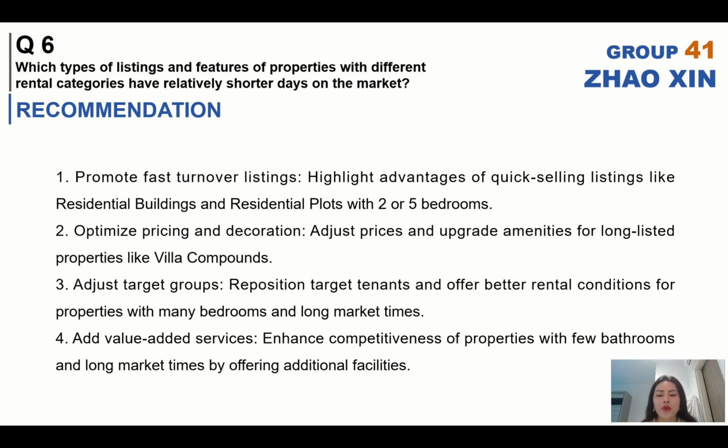The first one, promote fast turnover listings. Highlight advantages of quick selling listings like residential buildings and residential plots with 2 or 5 bedrooms. The second one, optimize pricing and decoration. Adjust prices and upgrade amenities for long-listed properties like villa compounds. The third one, adjust target groups. Reposition target tenants and offer better rental conditions for properties with many bedrooms and long market time.